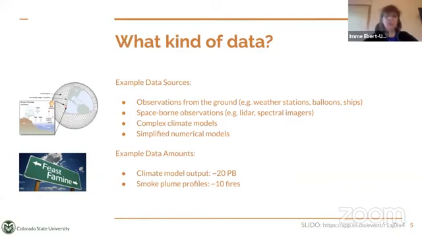So some sample data sources in weather and climate are observations from the ground, space-borne observations, complex climate models, and simplified numerical models. And also to give you an idea of the data amounts, they range from very few to very large volume. So a climate model output can deliver 20 petabytes of data. But if you're studying smoke profiles, you might only have 10 fires per year. Next slide, please.